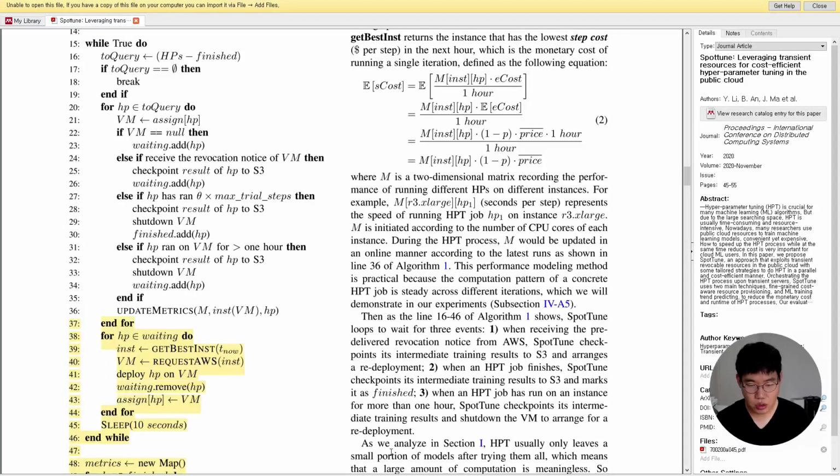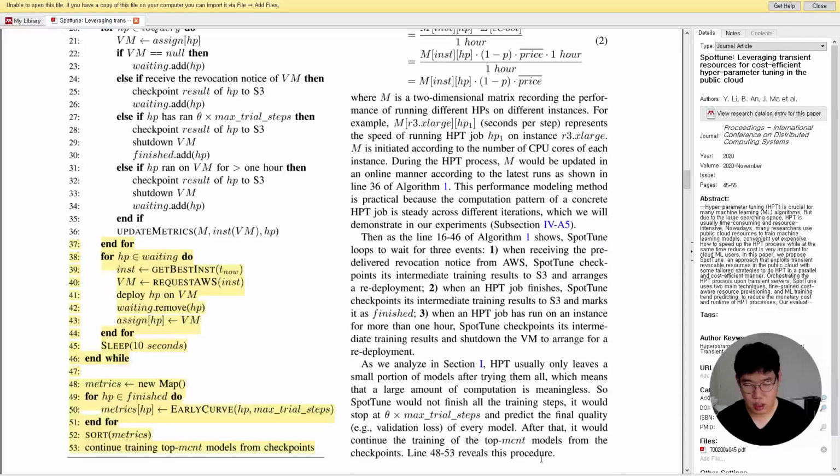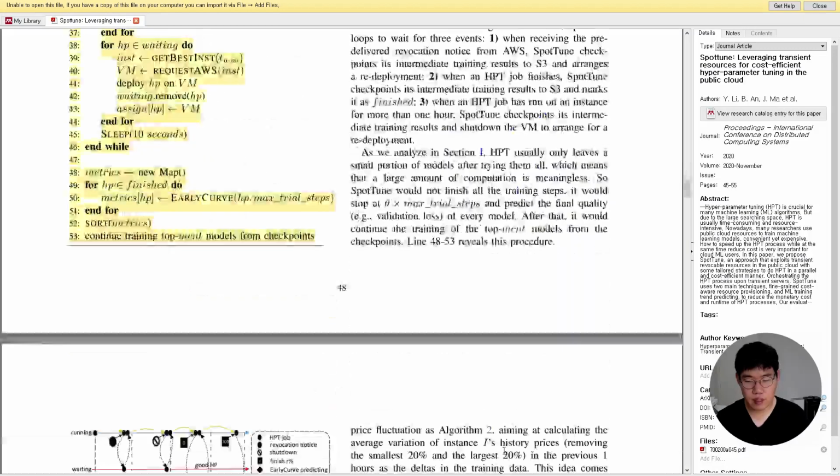As we analyzed in section 1, HPT usually only leaves a small portion of models after trying them all, which means that a large amount of computation is meaningless. So SpotTune does not finish all the training steps. It stops at a set number of times max trial steps and predicts the final quality, for example the validation loss, of every model. After that, it continues the training of the top models from the checkpoint. Lines 48 to 53 reveal this procedure.